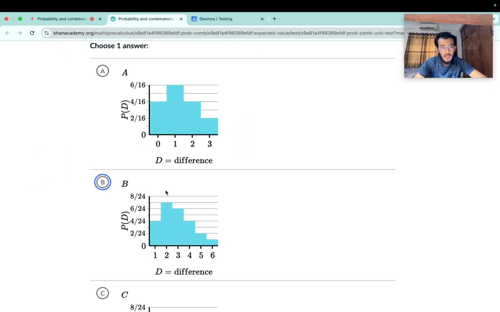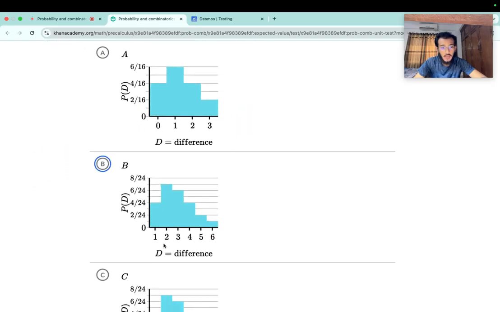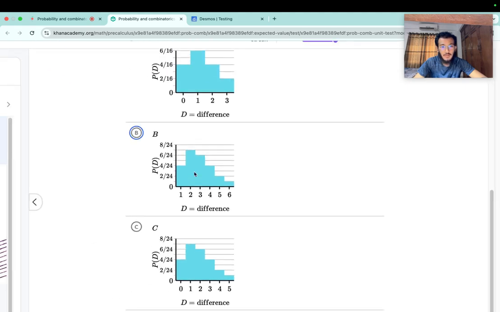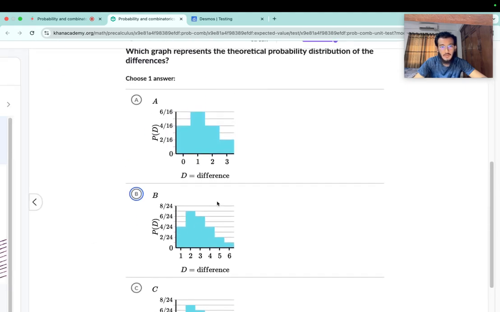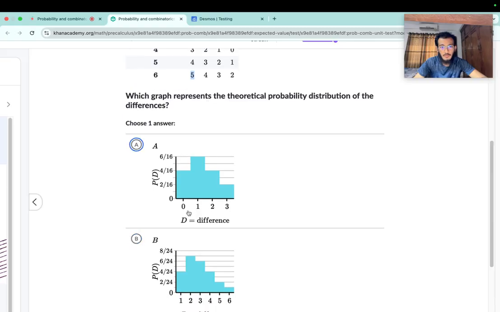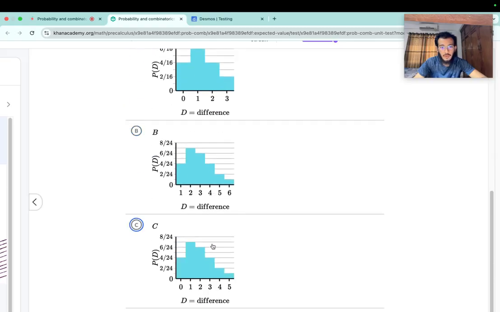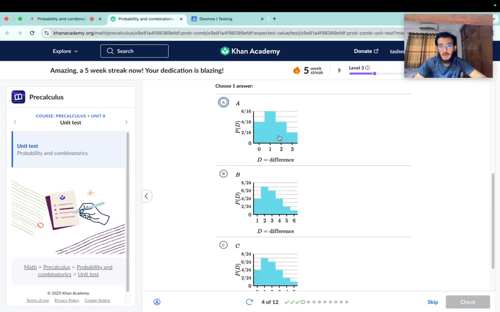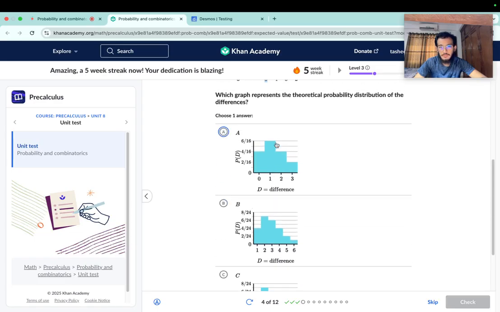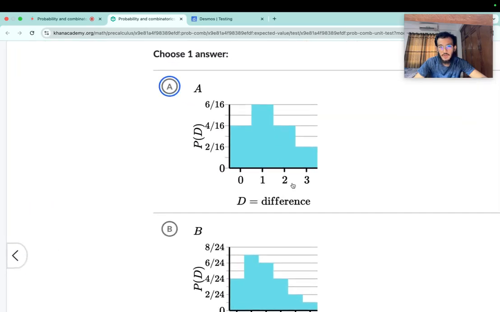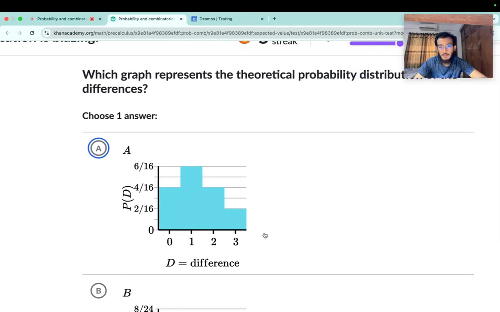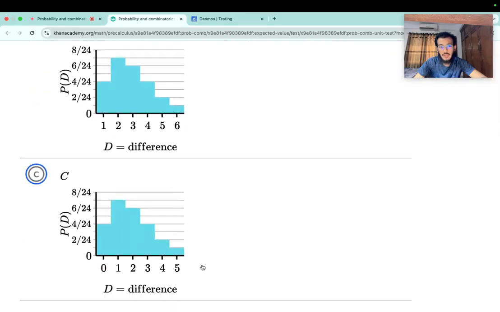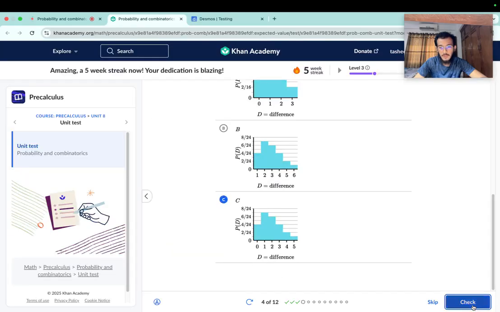So A, B, C. No, B doesn't, because we don't have the difference 0 included here. So B cross out. We don't want this, because we have a different 0. So B is not what we want. Now for the first one, they only show up to 3, but we have difference up until 5. So C is the perfect thing, the thing that we want.